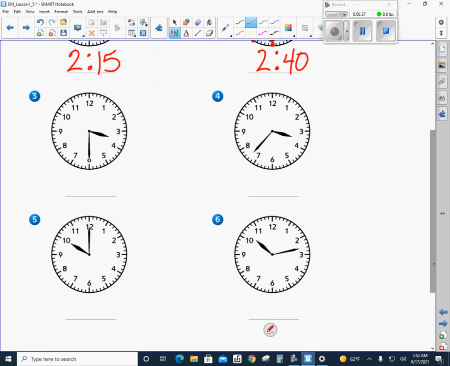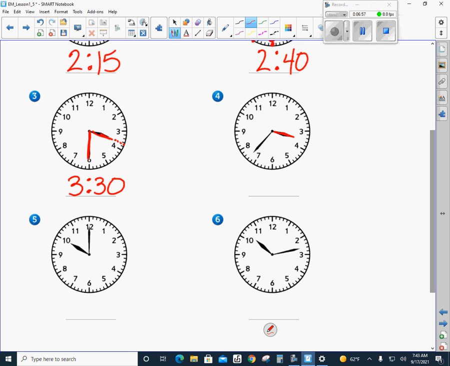Clock number 3. Look at the little hand first. That little hand is between the 3 and the 4, so I'm going to choose the 3. And now the minute hand is down on that benchmark time, so I should know that right away. That time is 3:30.